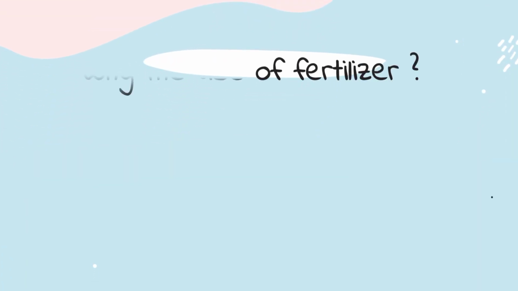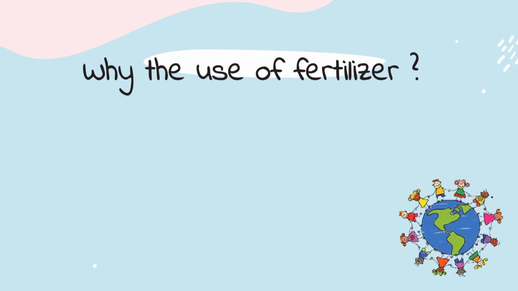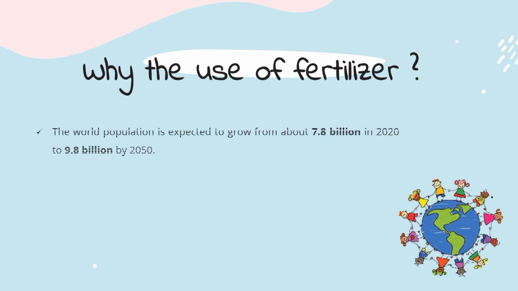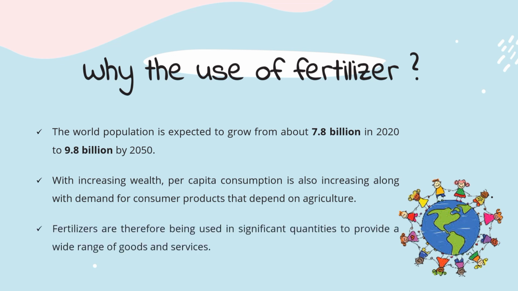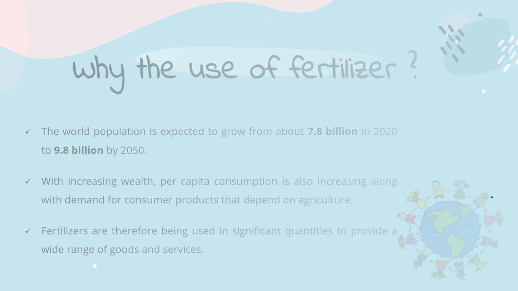So, why is the use of fertilizers so popular now? No doubt, the world population is growing and dietary habits are changing. The world population is expected to grow from about 7.8 billion in 2020 to 9.8 billion by 2050. Also, with increasing wealth, per capita consumption of meat, refined fats, refined sugars, alcohols and oils is increasing, along with demand for consumer products that depend on agriculture, such as certain textiles. Therefore, fertilizers are being used in significant quantities to provide a wide range of goods and services.